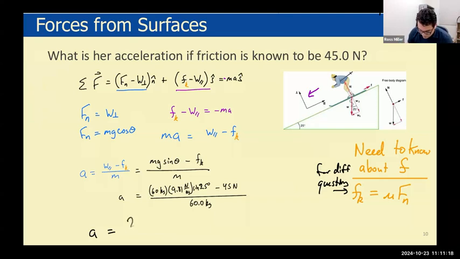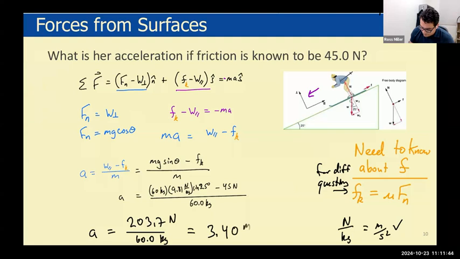Okay, so that is 203.7 for 60.0. This is newtons, this is kilograms. Newtons over kilograms equal meters per second squared, so the units are good. It's a little sanity check or sense making check. I get, let's say, 3.40. So let's say that's the answer.